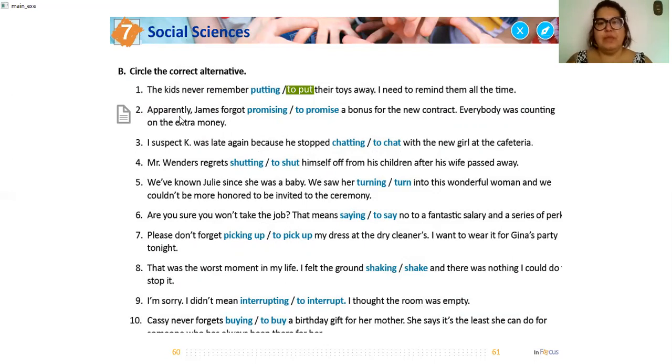it's not about remembering something you did in the past, okay? Apparently, James forgot getting a bonus for the new contracts. Everybody was counting on the extra money. So everybody was already waiting for the money. So the idea here is that James forgot something he did. So it's verb with ing, okay? He didn't forget to do something. He did something already and then forgot about it.